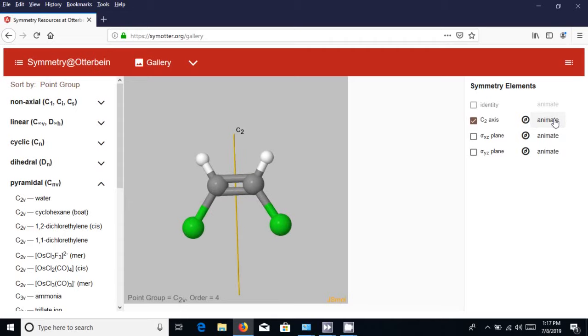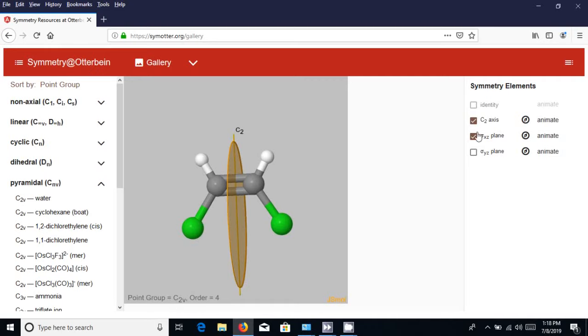You can see only two groups are exchanging their positions, the two chlorines or the two hydrogens. So that means only two are exchanging. This indicates that the Cn axis is actually the C2 axis. And if I show you the plane, this is the plane. This sigma plane is parallel to the C2 axis, so it's a vertical plane. With a vertical plane and a C2 axis, the molecule belongs to the C2v point group.